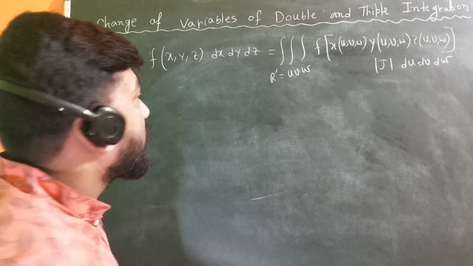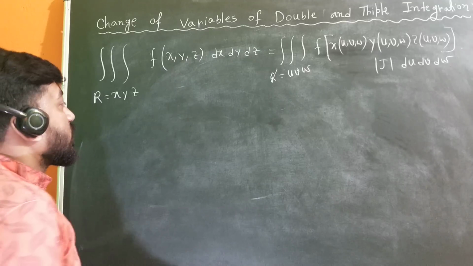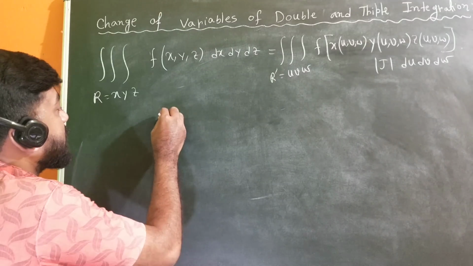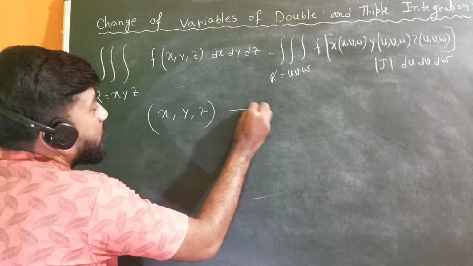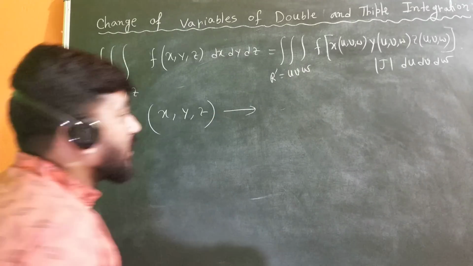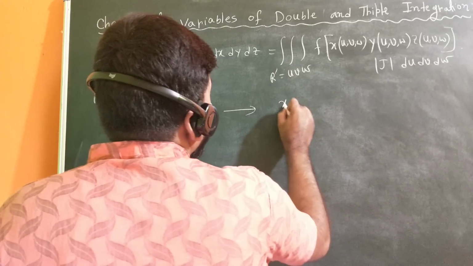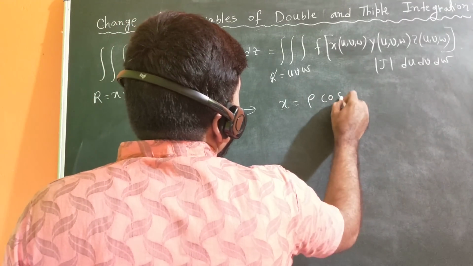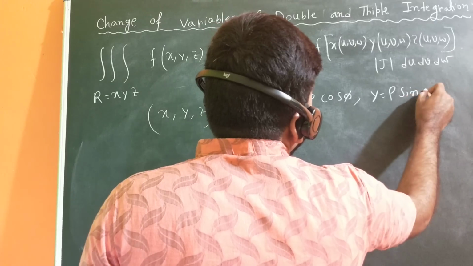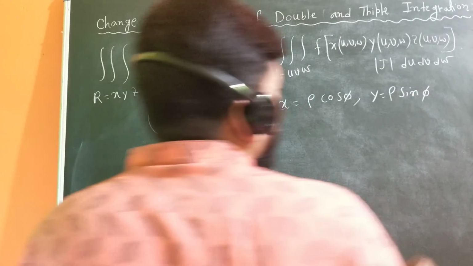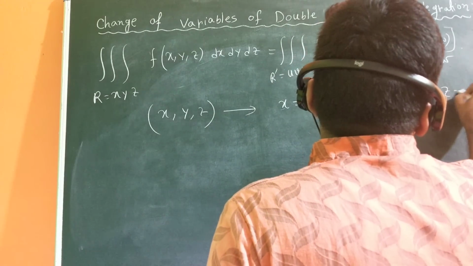So let me again take a known coordinate system, that is cylindrical coordinate. So if you have xyz in Cartesian coordinates, then what will be the conversion formula in cylindrical coordinates? You know, x is equal to rho cos phi and y is equal to rho sin phi, okay, and z is equal to z.